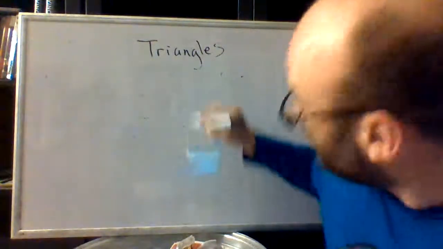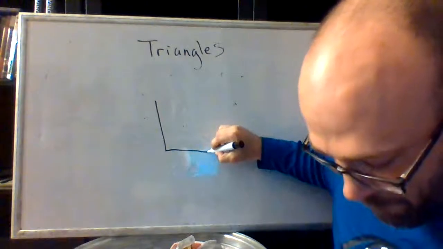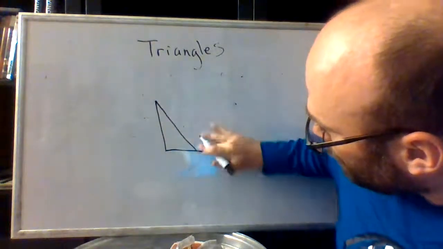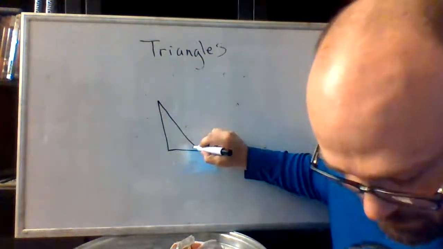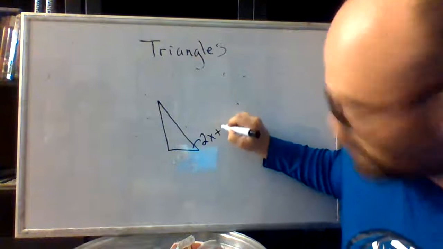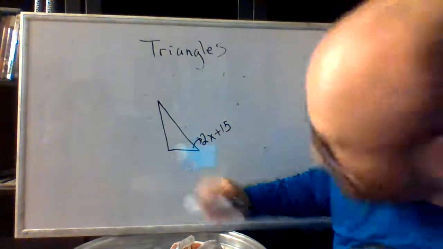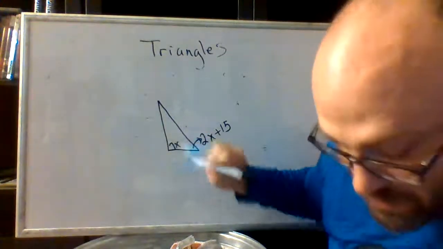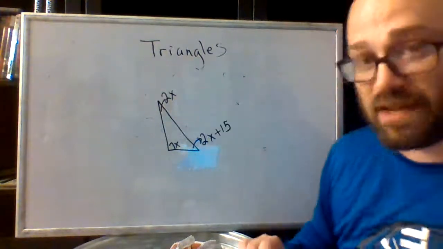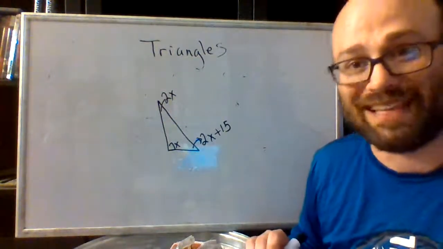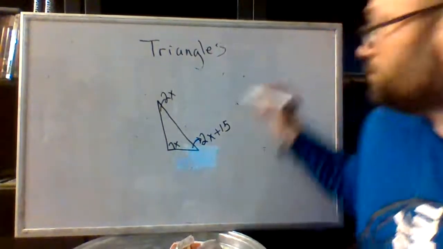All right, so we have an obtuse, not too obtuse, triangle. We have 2x plus 15, sorry. That's 2x plus 15. This one is 7x, and this one is 2x. So once again, we know the interior angles of a triangle have to equal 180 degrees. So make it equal 180 degrees.